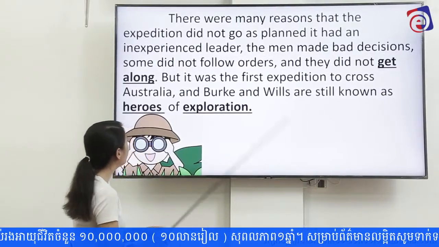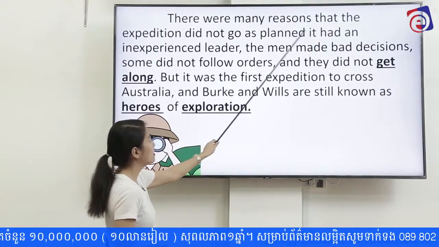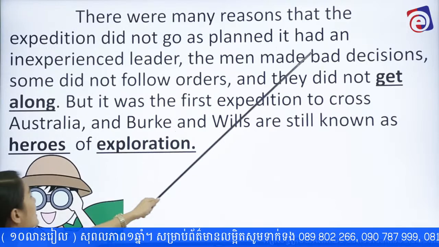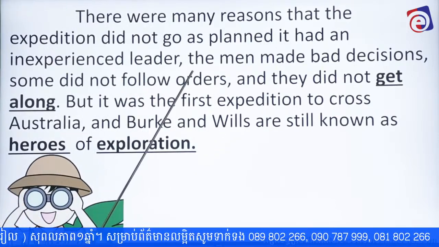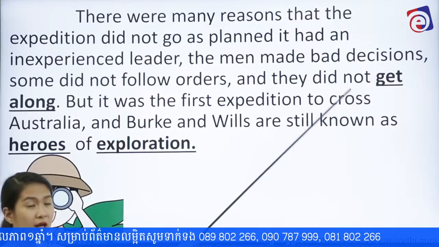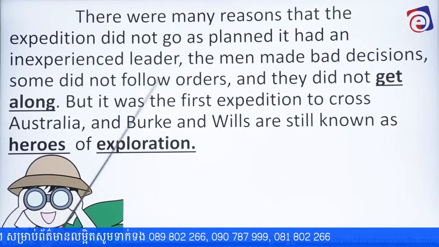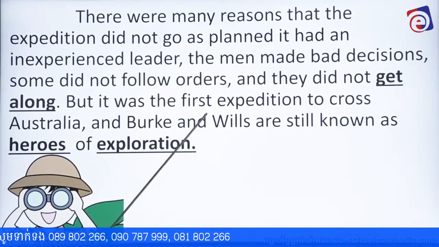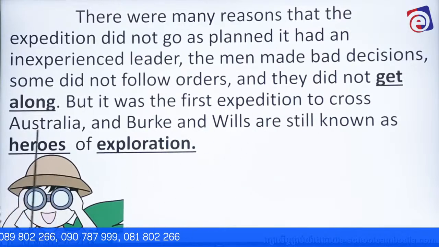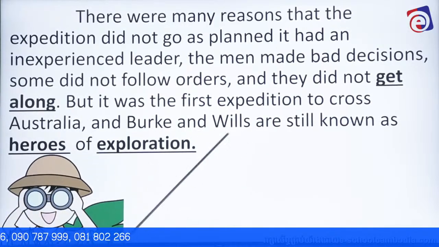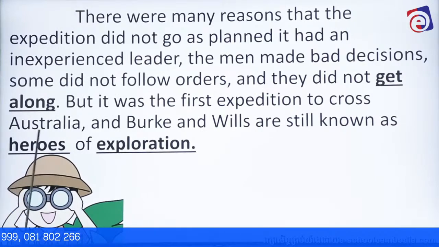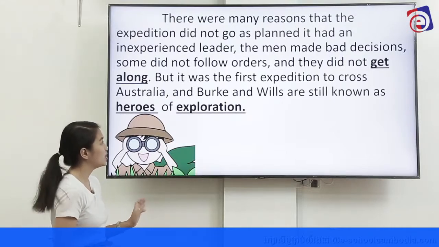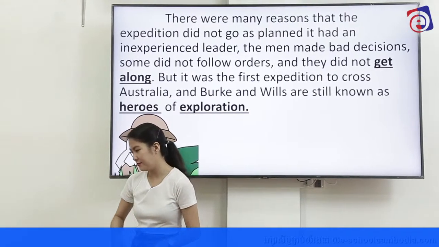So the last paragraph: there were many reasons that the expedition did not go as planned. It had an inexperienced leader. The men made bad decisions. Some did not follow orders and they did not get along. But it was the first expedition to cross Australia, and Burke and Wills are still known as heroes of exploration.